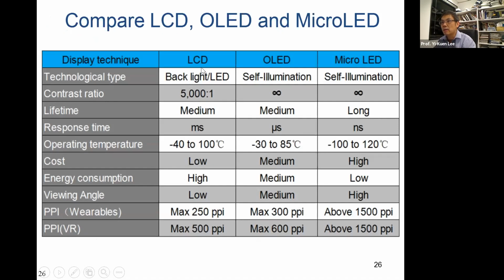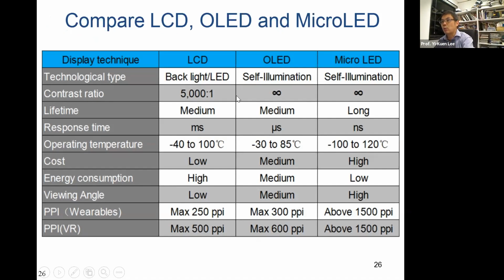LCD, again, needs a backlight. The contrast ratio is 500 to 1, the response time is very slow, in milliseconds, and power consumption is very high. If you use a battery for your Arduino LCD display, it probably can only last a short period of time.